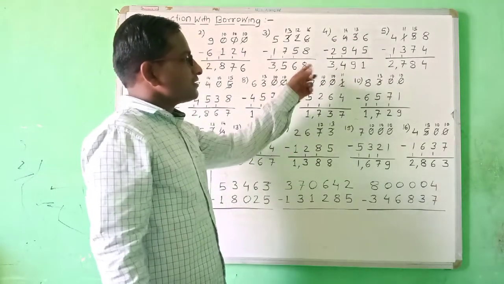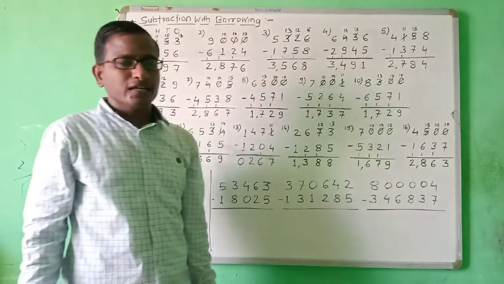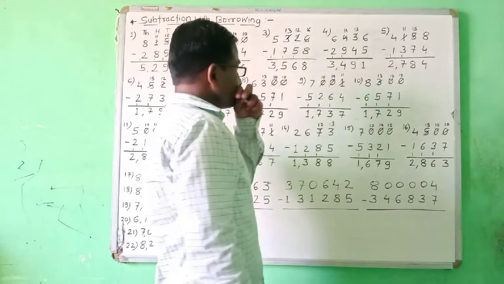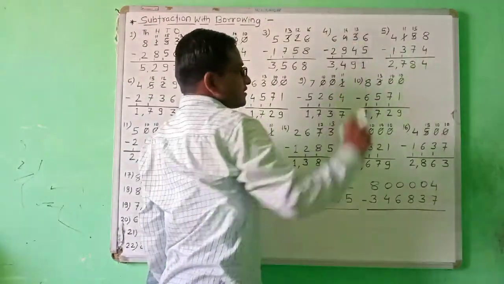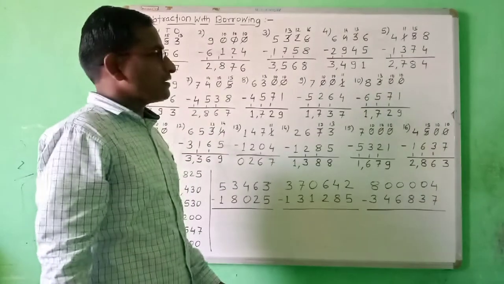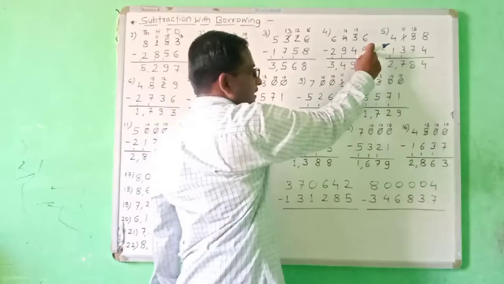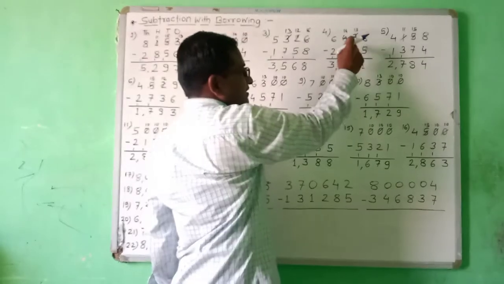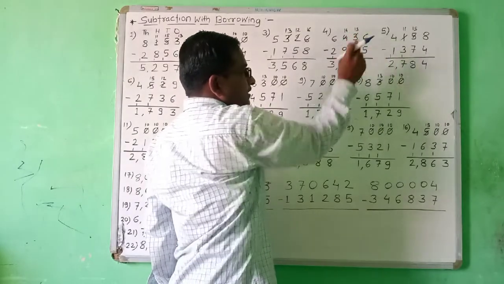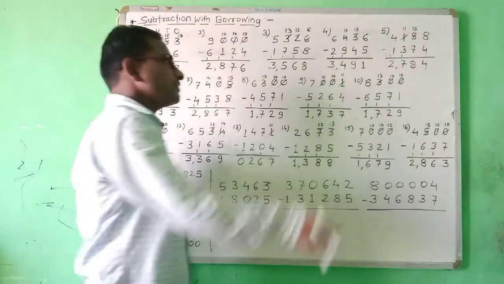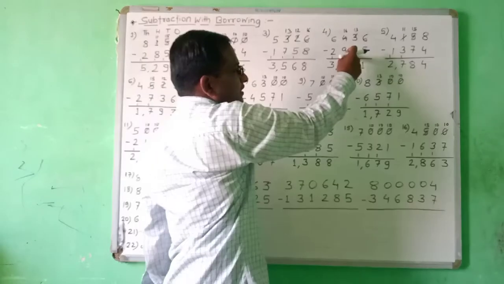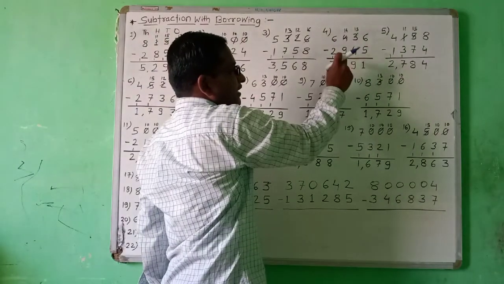Next example, 6436 minus 2945. So again here 6 minus 5, 1. Yes, 6 minus 5 is possible. So 6 minus 5, 1. In the next step, 3 minus 4 not possible. So again 3 is considered as 13. 13 minus 4, 9. Again carry 1.